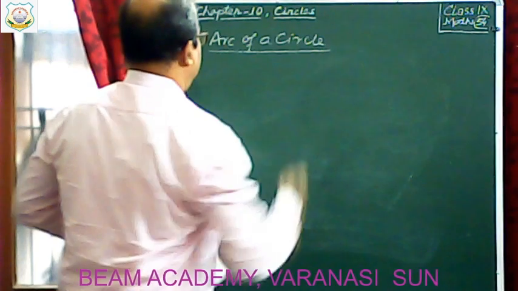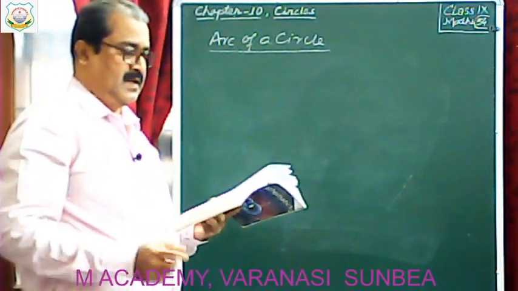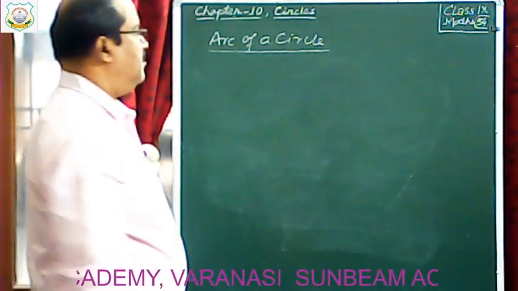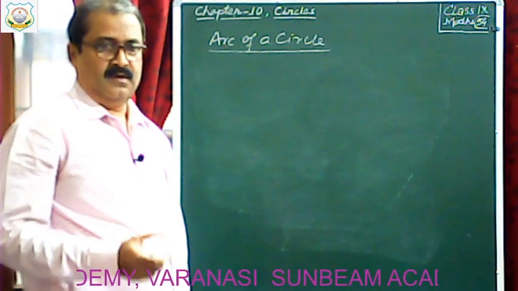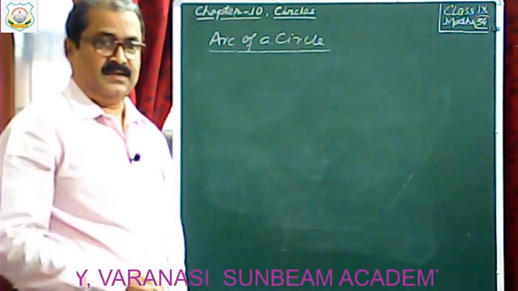Arc of a circle. A continuous piece of a circle is called an arc of the circle. Means part of the circumference of a circle, or part of a circle, is known as an arc.